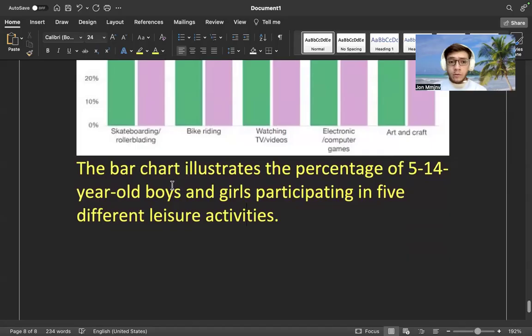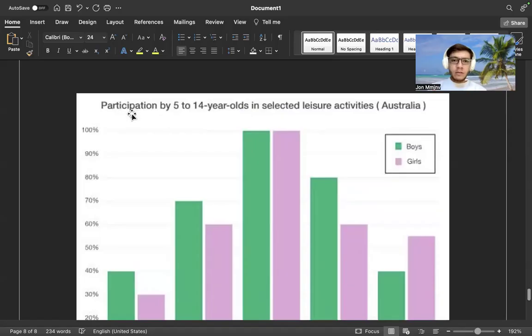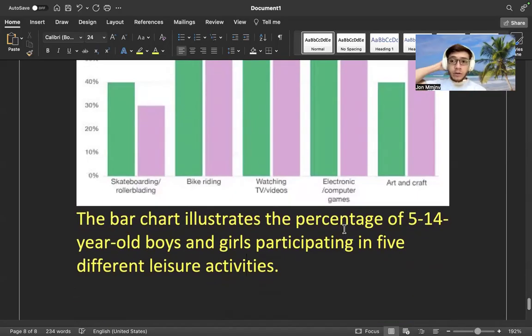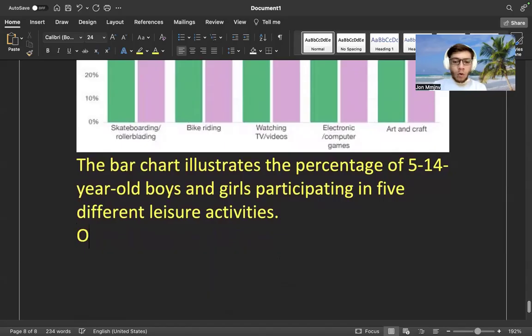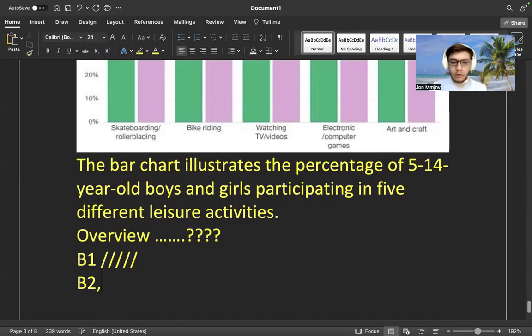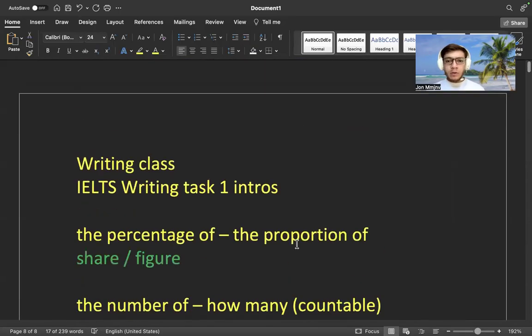The percentage of 5 to 14-year-old boys and girls participating. And here it said participation. This is a noun. And here we have a noun phrase or verb version, participated, we can write. We could have written it that way, participating in 5 different leisure activities. This is a perfect intro you can write. Next, we're gonna write the overview, which will be another video, not for today. Then we have body 1 and maybe body 2, right? When I say maybe, it depends, but usually this is the structure we follow, and this is the shortest, the least important paragraph that we have covered today.